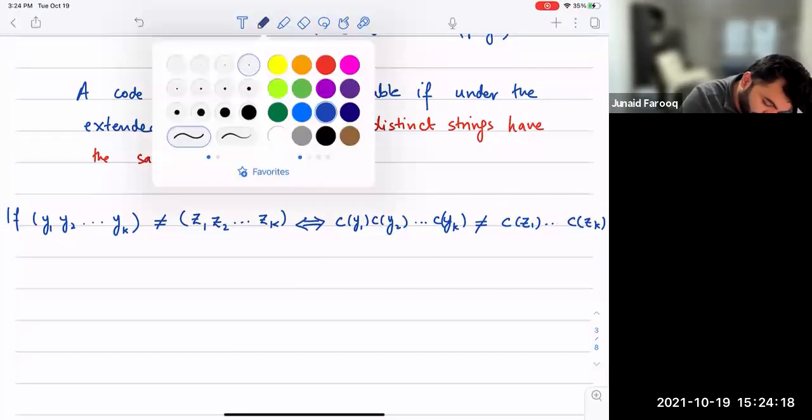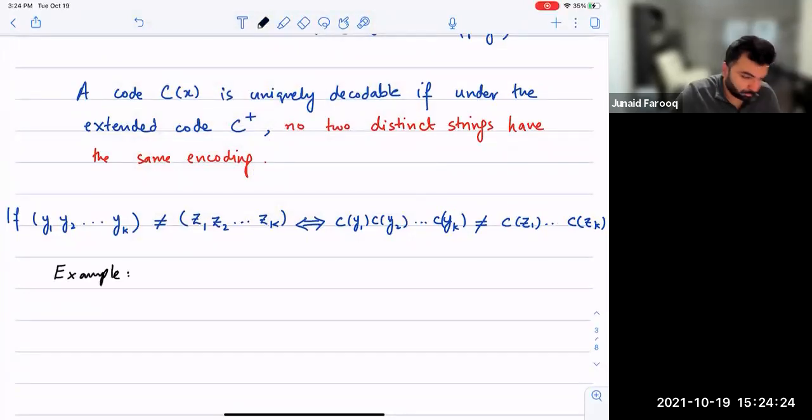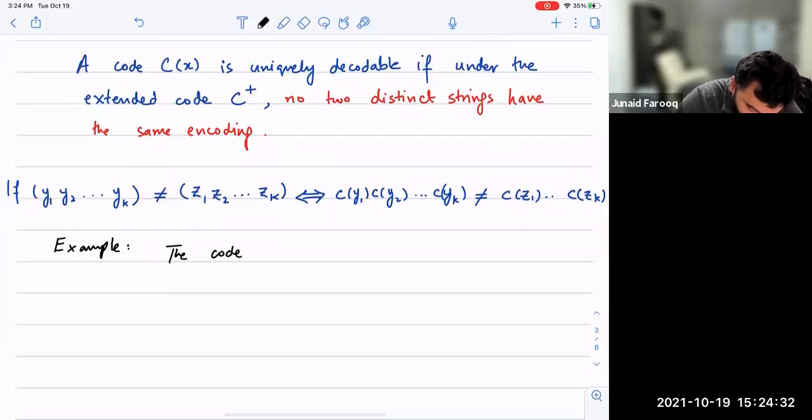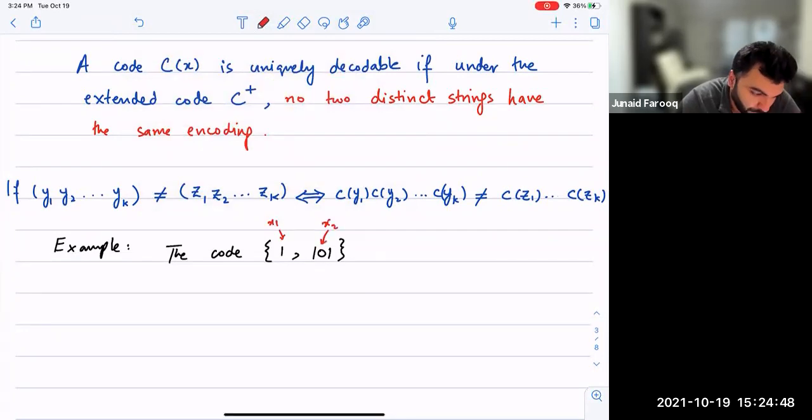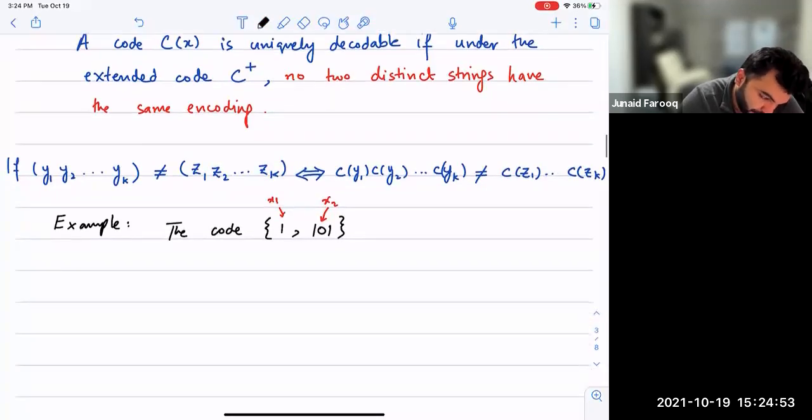Okay, so let's take an example. Let's have a binary code where you just have two code words, 1 and 101. This corresponds to x1, this corresponds to x2. So this is uniquely decodable.